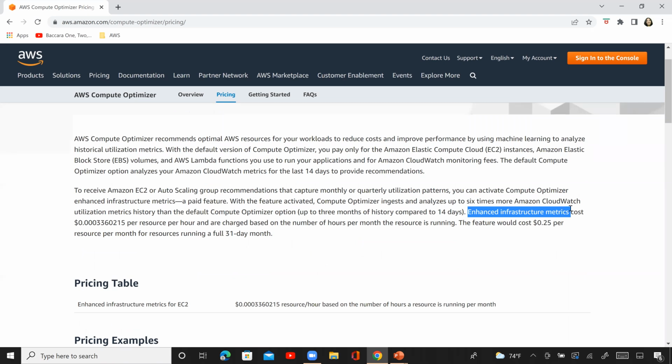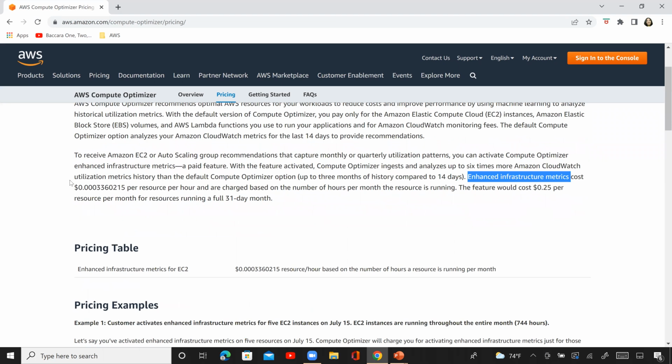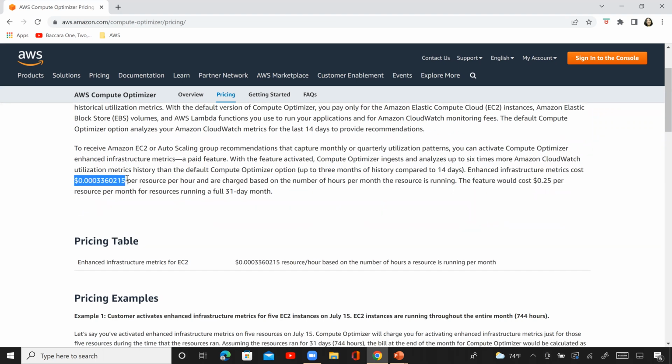If you want to activate this particular paid feature, then the cost per resource per hour is this that I'm highlighting on the screen. So 0.0000336 0215. I really don't know why this is such an odd number, but this is what they came up with.